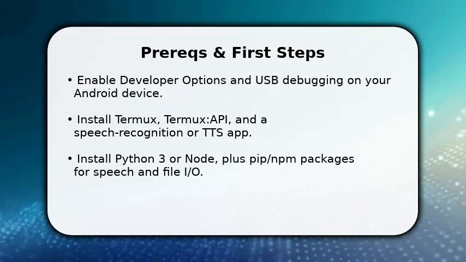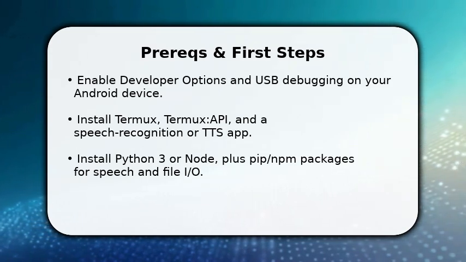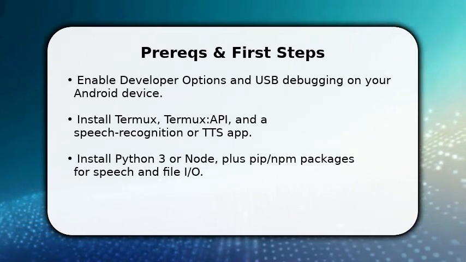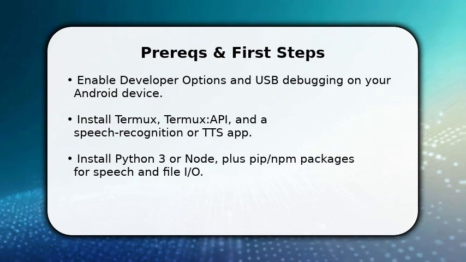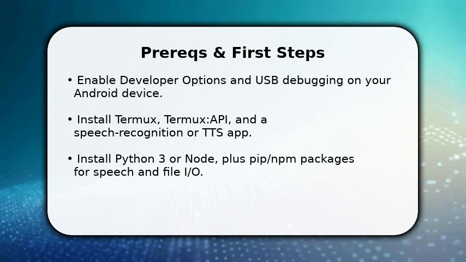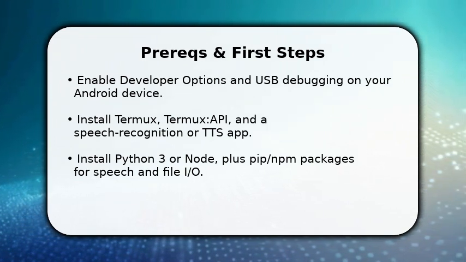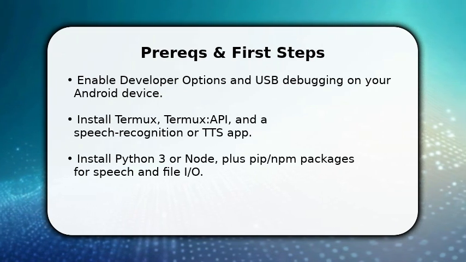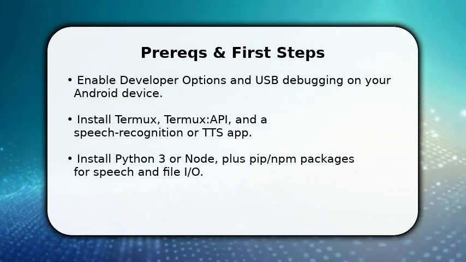You start by preparing your device. Enable developer options and USB debugging, then install Termux and Termux API so you can run scripts locally. Once done, install Python 3 or Node and the speech libraries you need. This gives you offline control and avoids App Store limitations.